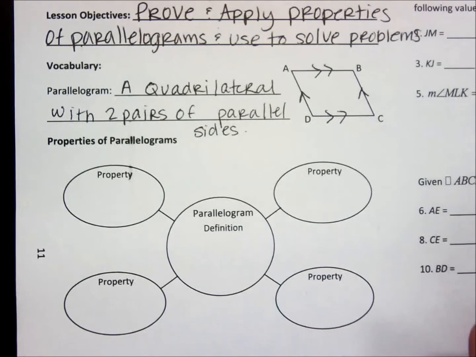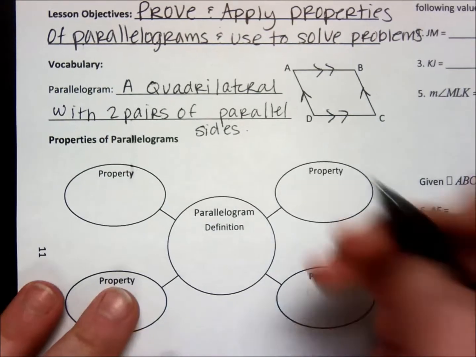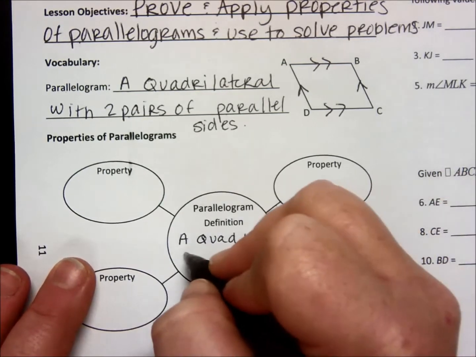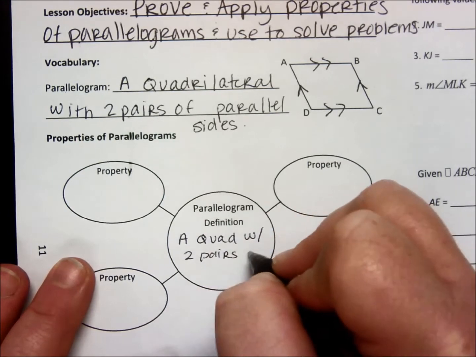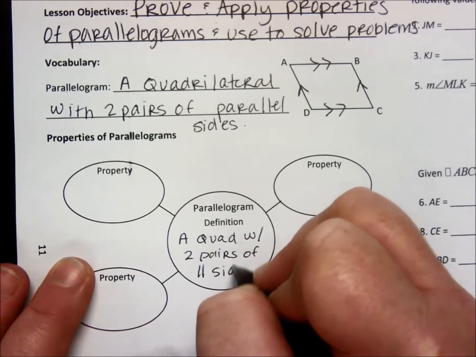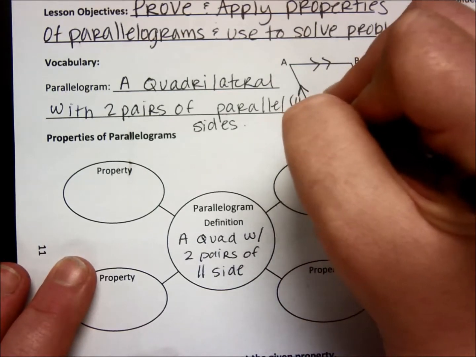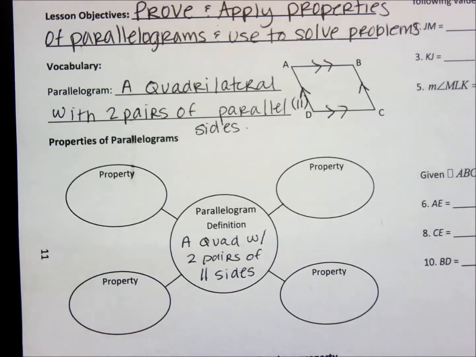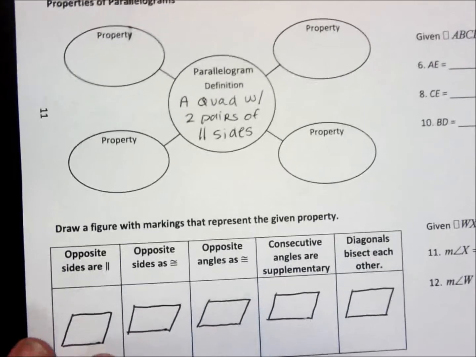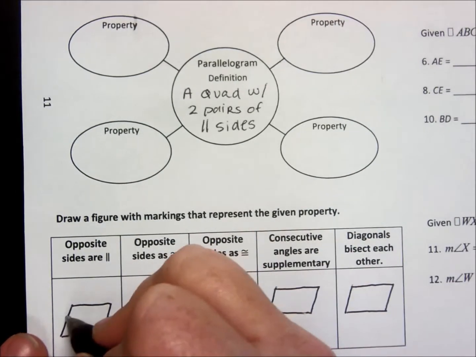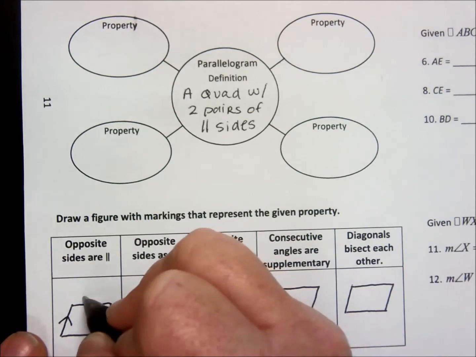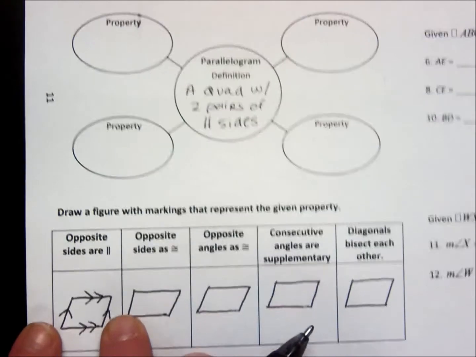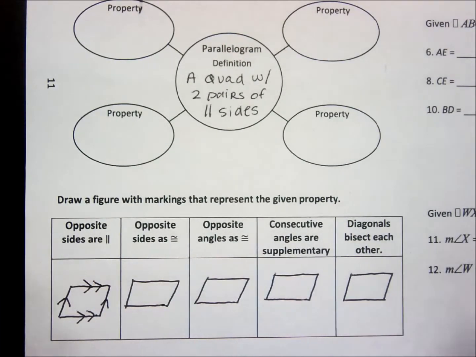So let's look at some of the properties of a parallelogram. We already know it's a quadrilateral with two pairs of parallel sides. Remember, we show parallel by two lines like this. If I go down here, look at this little figure right here. It says opposite sides are parallel. To show opposite sides are parallel, we put the little arrow marks on opposite sides. One arrow with one arrow means those sides are parallel. Two arrows with two arrows means those sides are parallel.